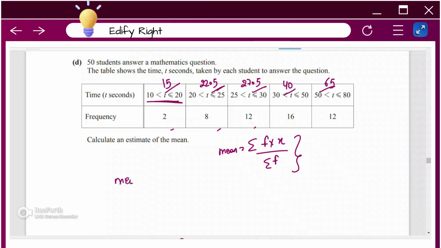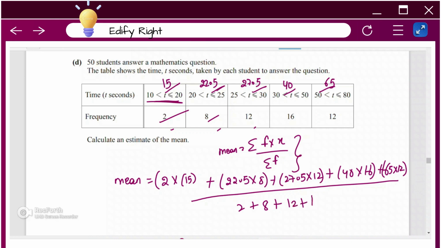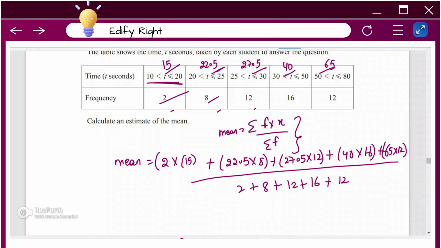So that would be mean equal to 2 times 15 plus 22.5 times 8 plus 27.5 times 12 plus 40 times 16 plus 65 times 12 divided by summation of frequencies. That's 2 plus 8 plus 12 plus 16 plus 12. When you do this calculation, you get the mean to be 39.2. That's what the mean here is.